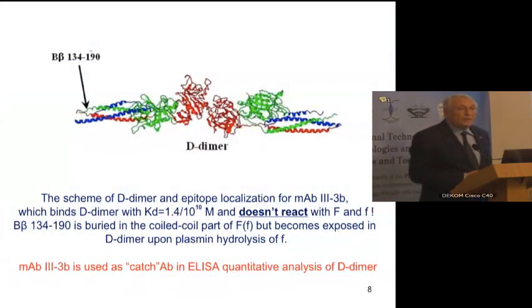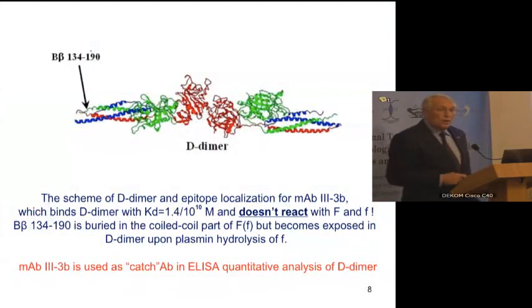As an example, the D-dimer, which I showed before, is very important for diagnostics. Using this D-dimer, we have generated a monoclonal antibody which is unique for D-dimer, because in fact this site, the so-called epitope, doesn't exist on the fibrin or fibrinogen molecule. So these monoclonal antibodies, which have very high affinity to this protein, react neither with fibrinogen nor with the fibrin molecule.